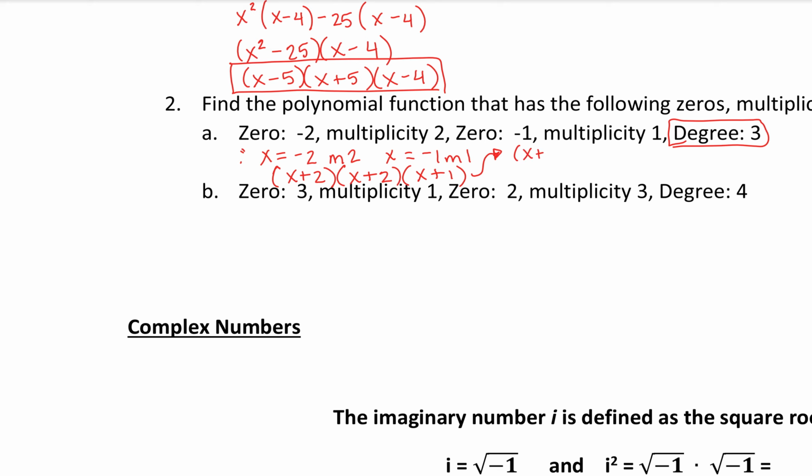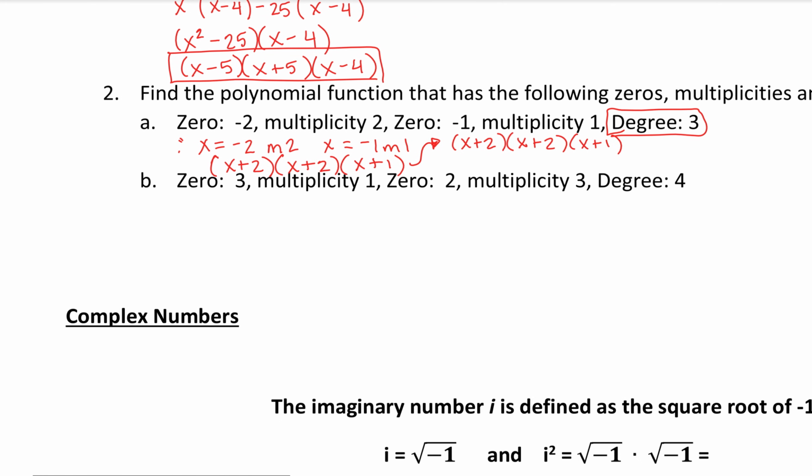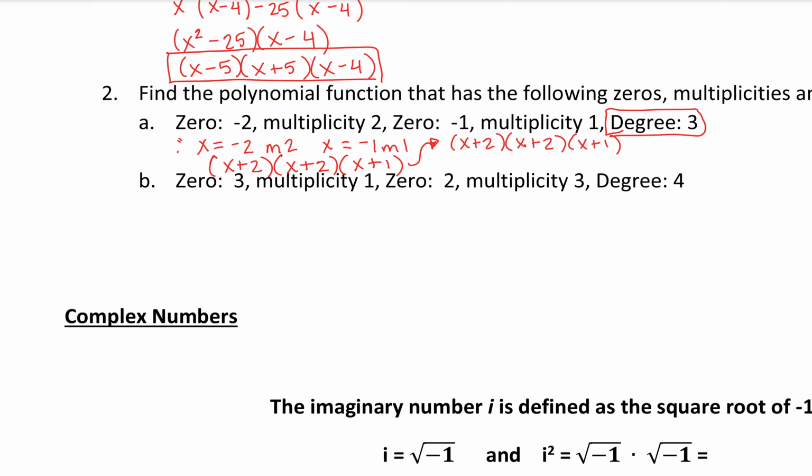We actually need to take this. Sorry, let me rewrite it up here. We're actually going to take this and we're going to multiply it. Now, I wish that I could tell you that there was some fancy way that we can multiply all 3 of these at exactly the same time, but we can't. So what we have to do is multiply the first 2 first, so that we get x squared plus 4x plus 4. And then we have our x plus 1.